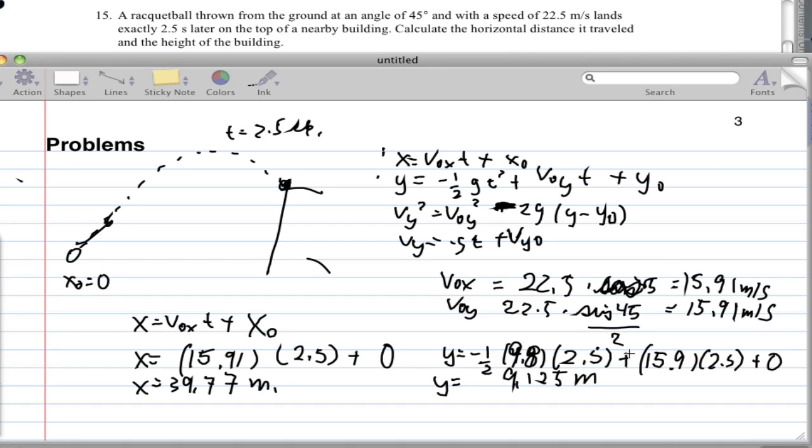But I'm just going to double check that because I'm going to make absolutely sure I got this right. So that's 4.9 times 2.5 squared, plus the rest, and it's about 9.125 meters. You might have got like 9.1 or 9.2. Both of those are totally fine, so it looks like we got that height perfectly.